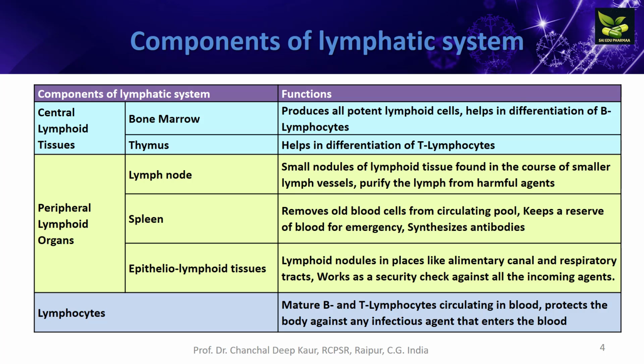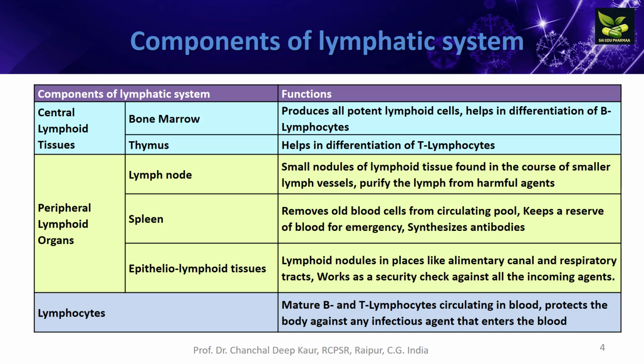Next are peripheral lymphoid organs. These are very important because viruses go and stay or accumulate in these organs. These are lymph nodes, spleen and epithelial lymphoid tissues. Lymph nodes are small nodules of lymphoid tissue which are found in the course of smaller lymph vessels, and they purify the lymph from harmful agents.